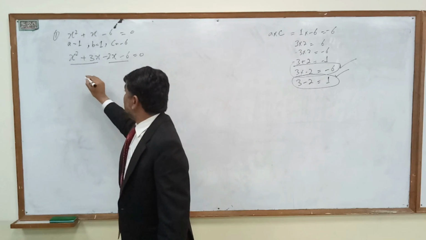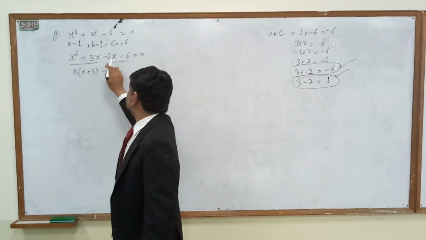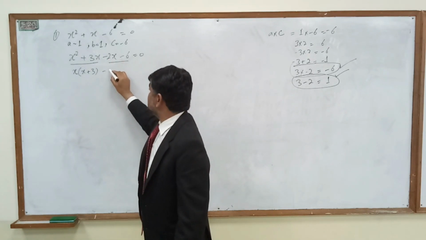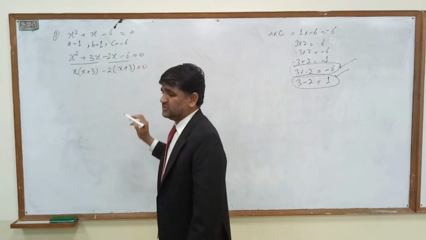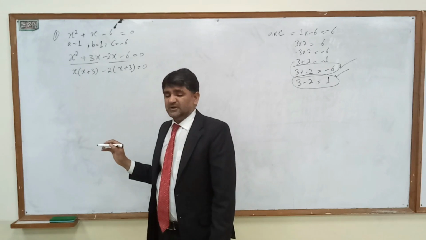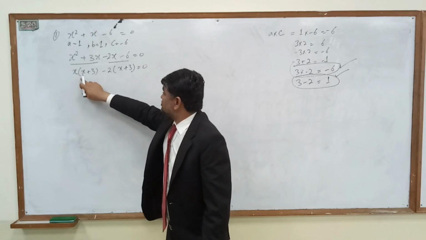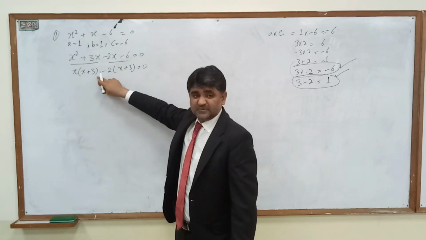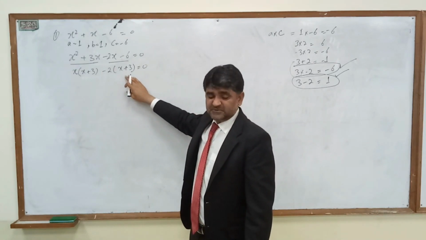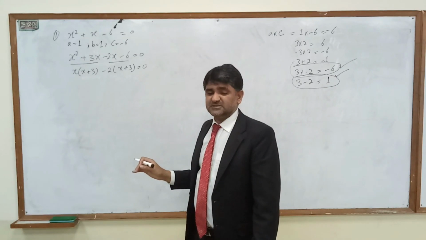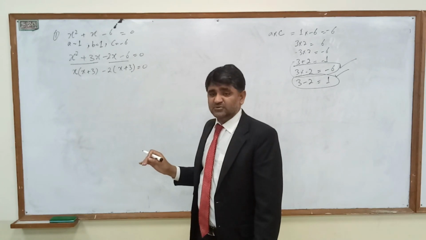What's common here? x square plus 3x. x is common. What's left? x plus 3. Minus, what's common here? 2. Minus 2 is common. So x plus 3 is equal to 0. Here you have to verify your factor. If inside the parenthesis you are getting the same values with same signs, here is x plus 3, here must be equal to x plus 3, then your calculation is correct. Otherwise, you are having some problem in your calculation.